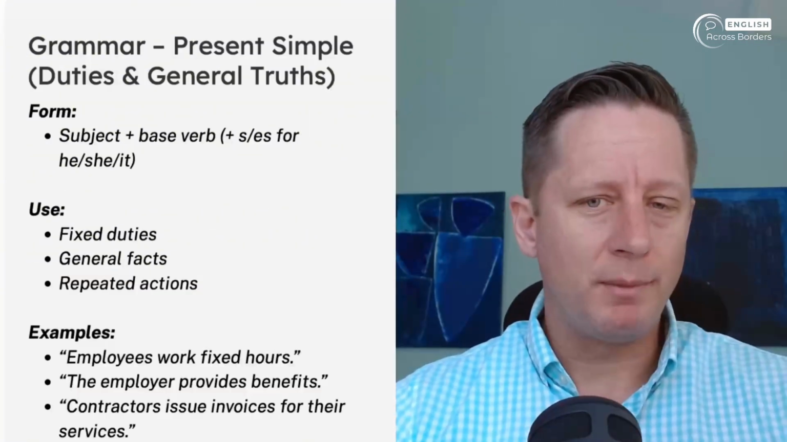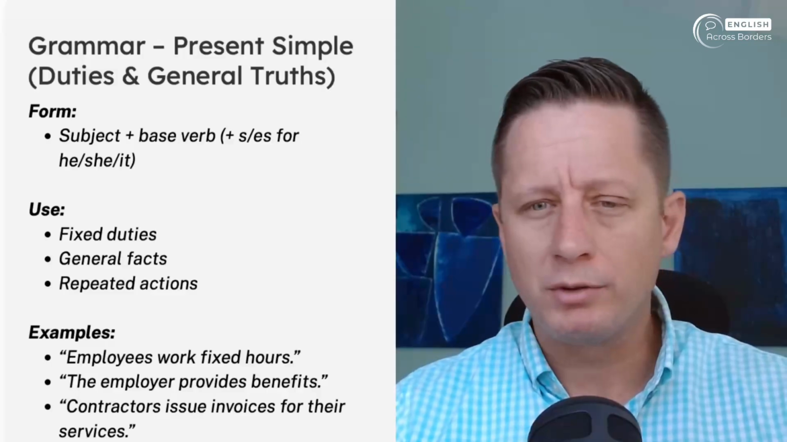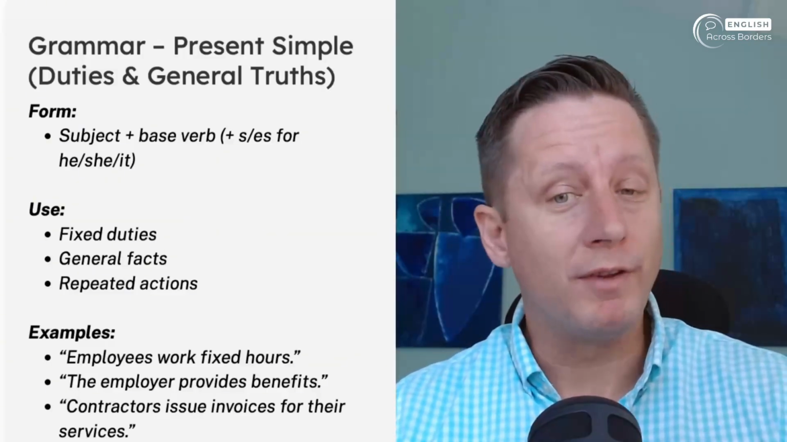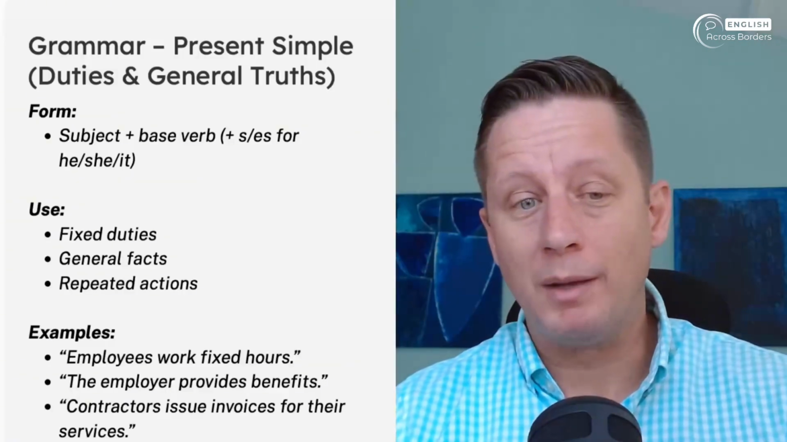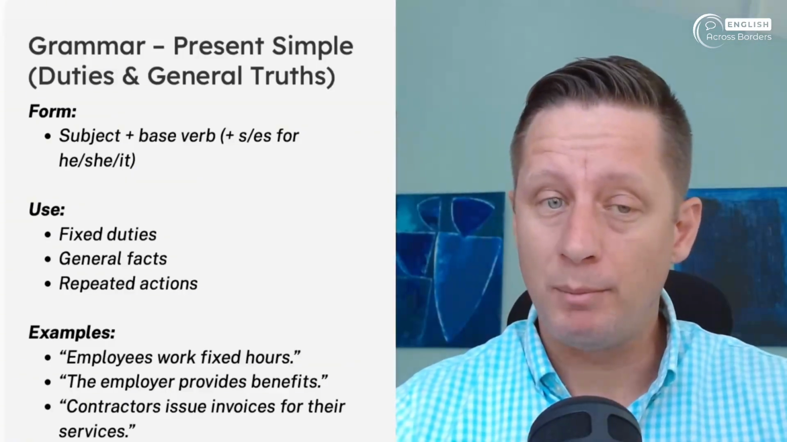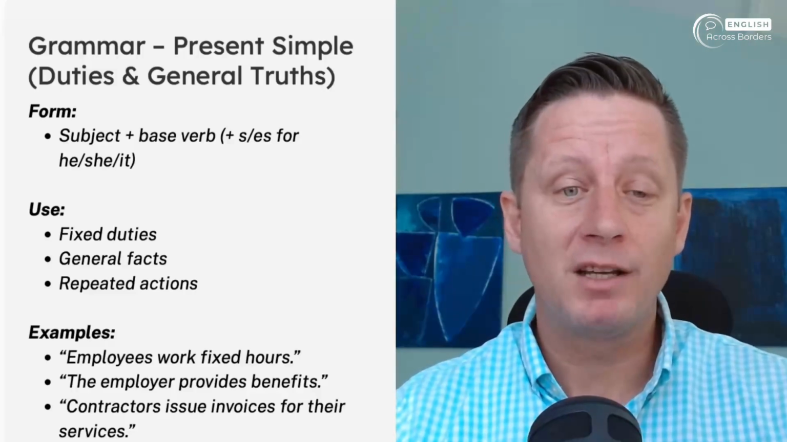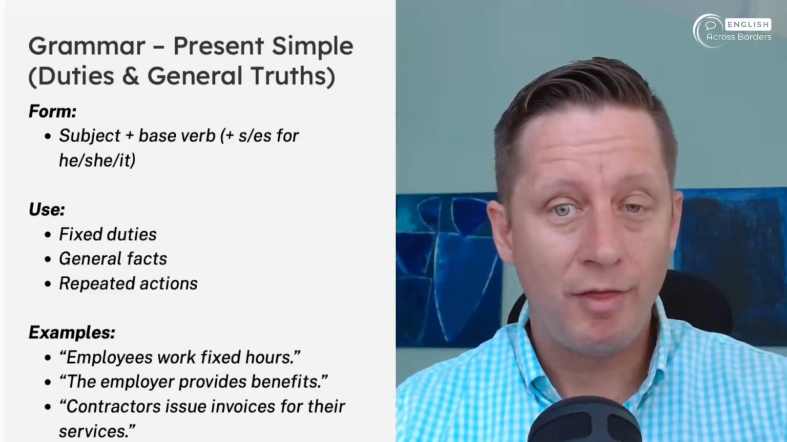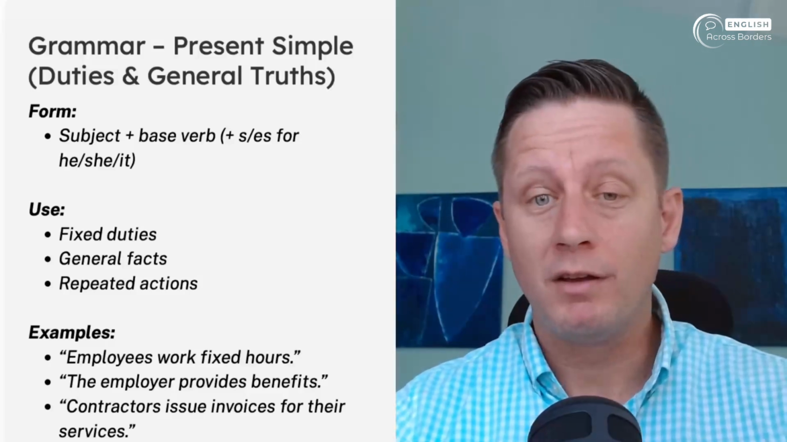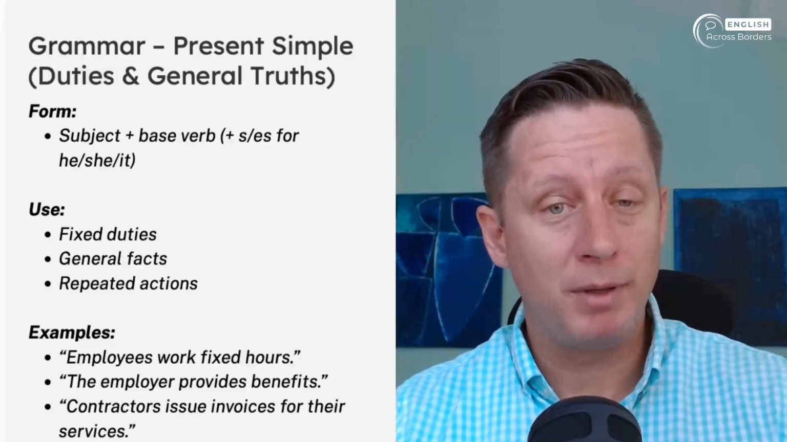Misclassification is a serious legal risk for companies and a frequent source of disputes. The present simple is used to describe regular duties, rules, or general truths. Example, employees work fixed hours. This describes a typical duty of employees. The second example, the employer provides benefits, a fact about employment. Third example, contractors issue invoices for their services. This is how contractors get paid.